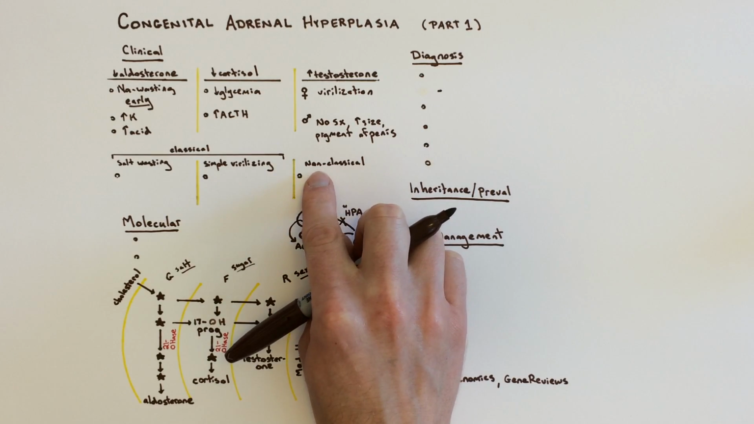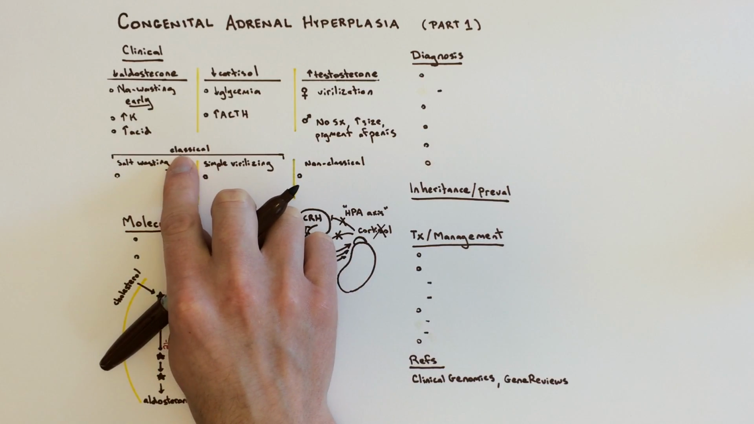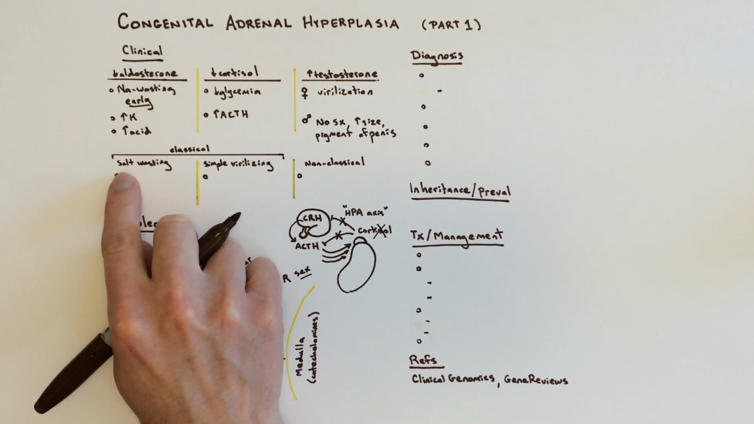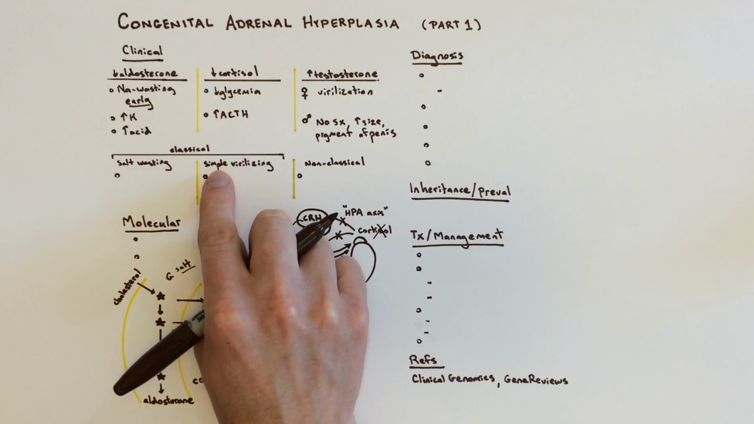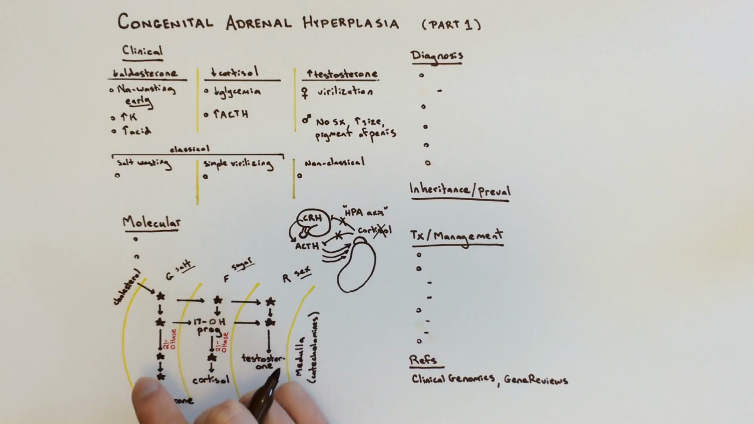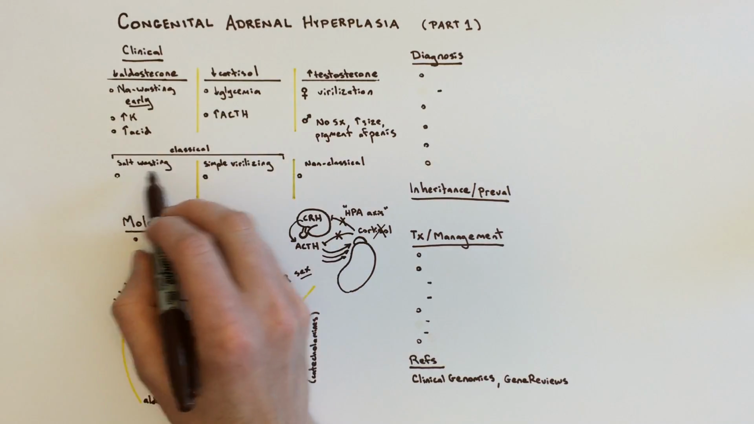Basically, these get broken down into non-classical, which is the most benign or late onset presenting CAH, and classical, which is an early presenting. Within classical, you can have the full-blown picture where you get salt wasting, or something called simple virilizing, which doesn't have salt wasting. So let's be a little bit more specific about that. So within the classical individuals, you got salt wasting.